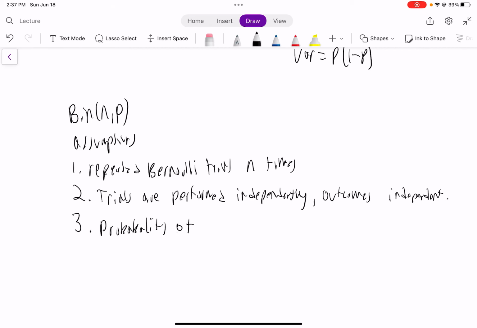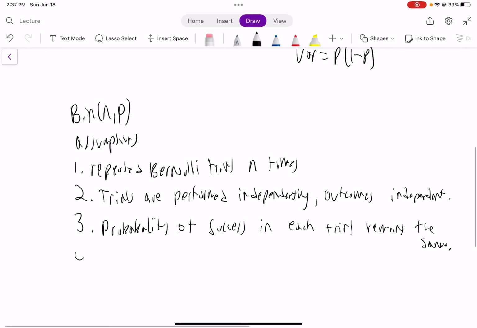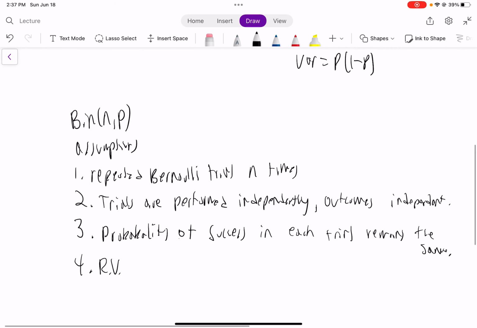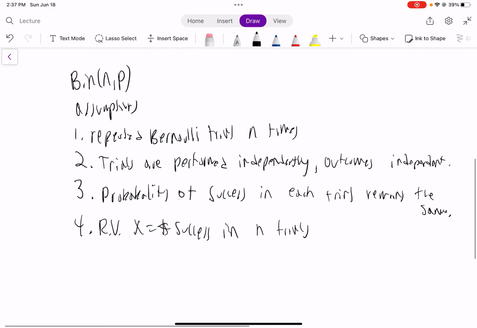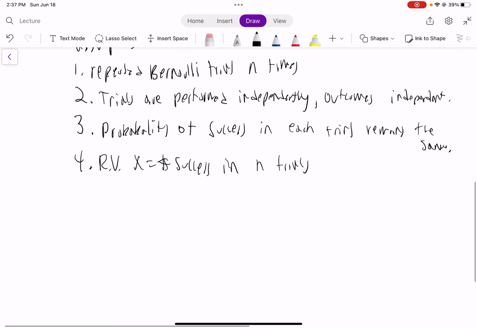And then the probability of success in each trial remains the same. So that means the p doesn't change. P is fixed. It's like in our fair coin example, 50% would be fixed. And then for the random variable, I'm going to abbreviate it for time: X equals the number of successes in n trials. Okay? So now that we have the assumptions, let's build it.